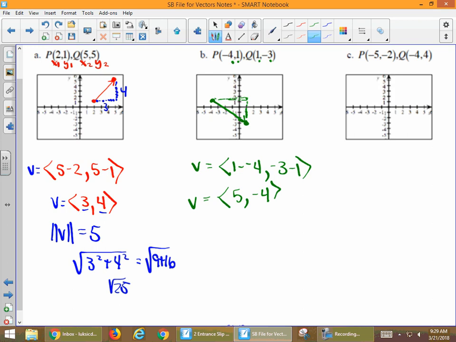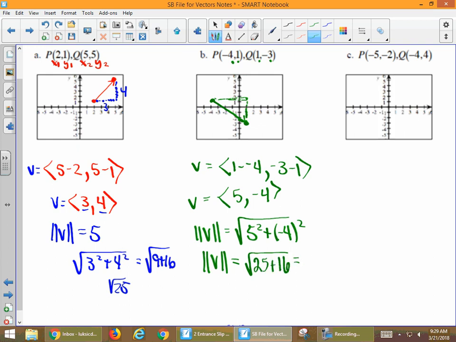Alright. Magnitude, square root of the squares. And you're going to use these little double bars to denote magnitude. Remember, when you square a negative, it becomes positive. 25 plus 16 is 41. Alright, try the last one.